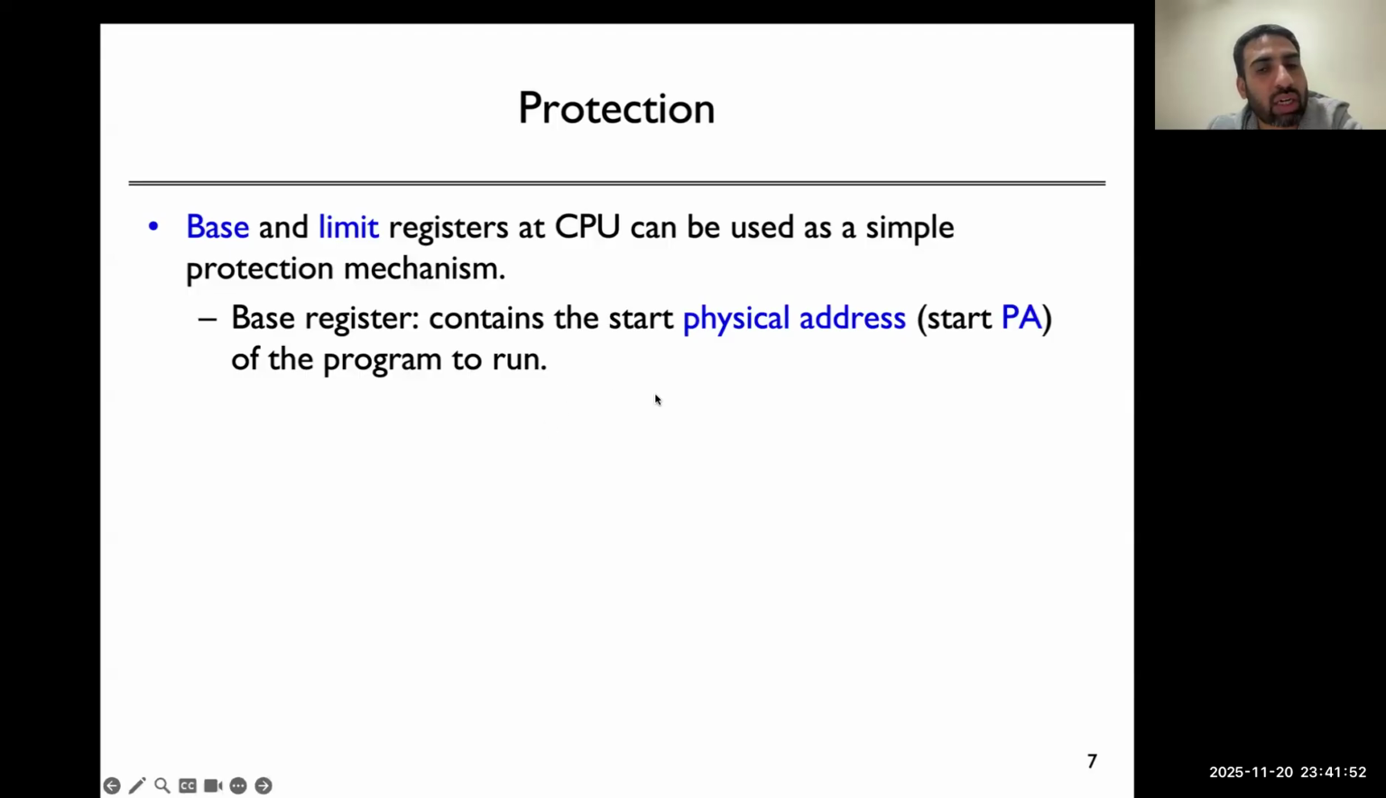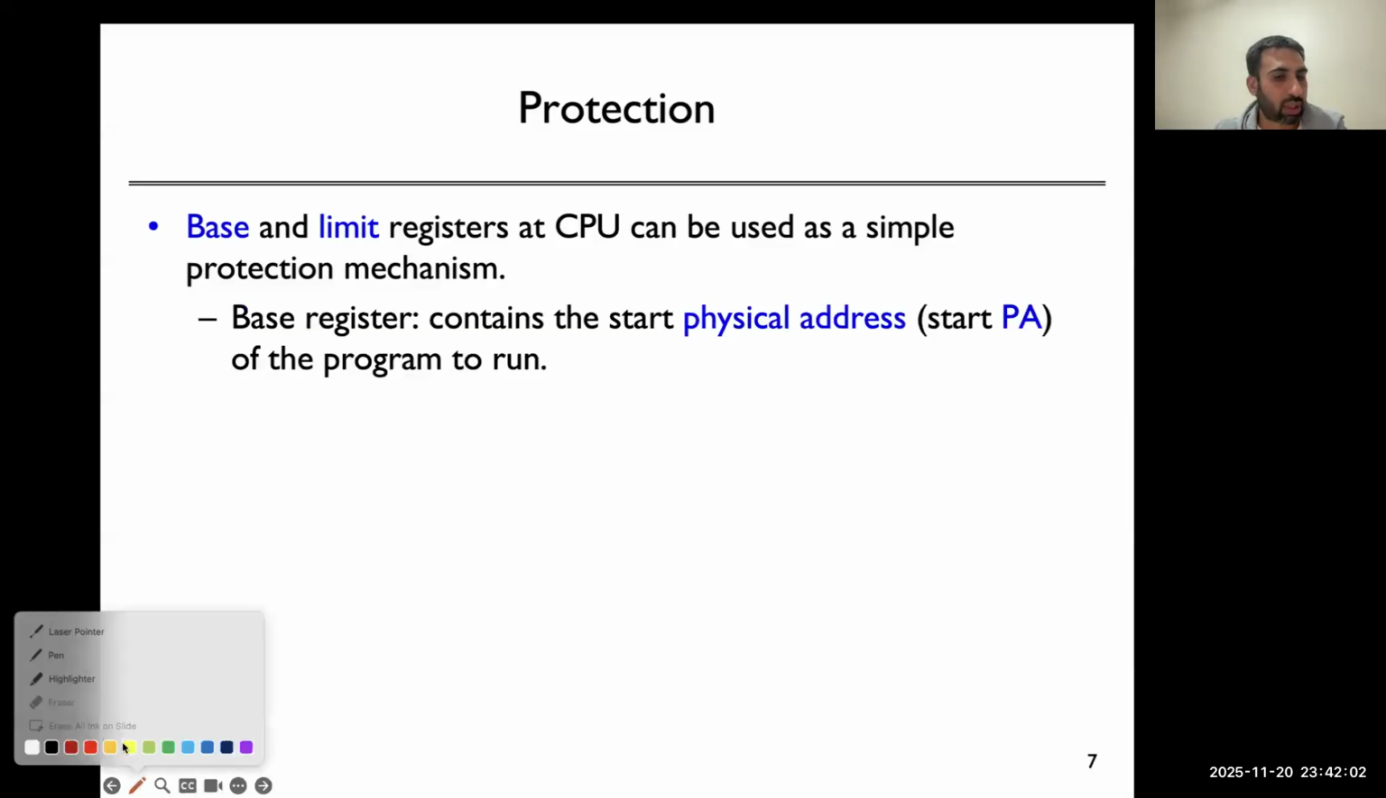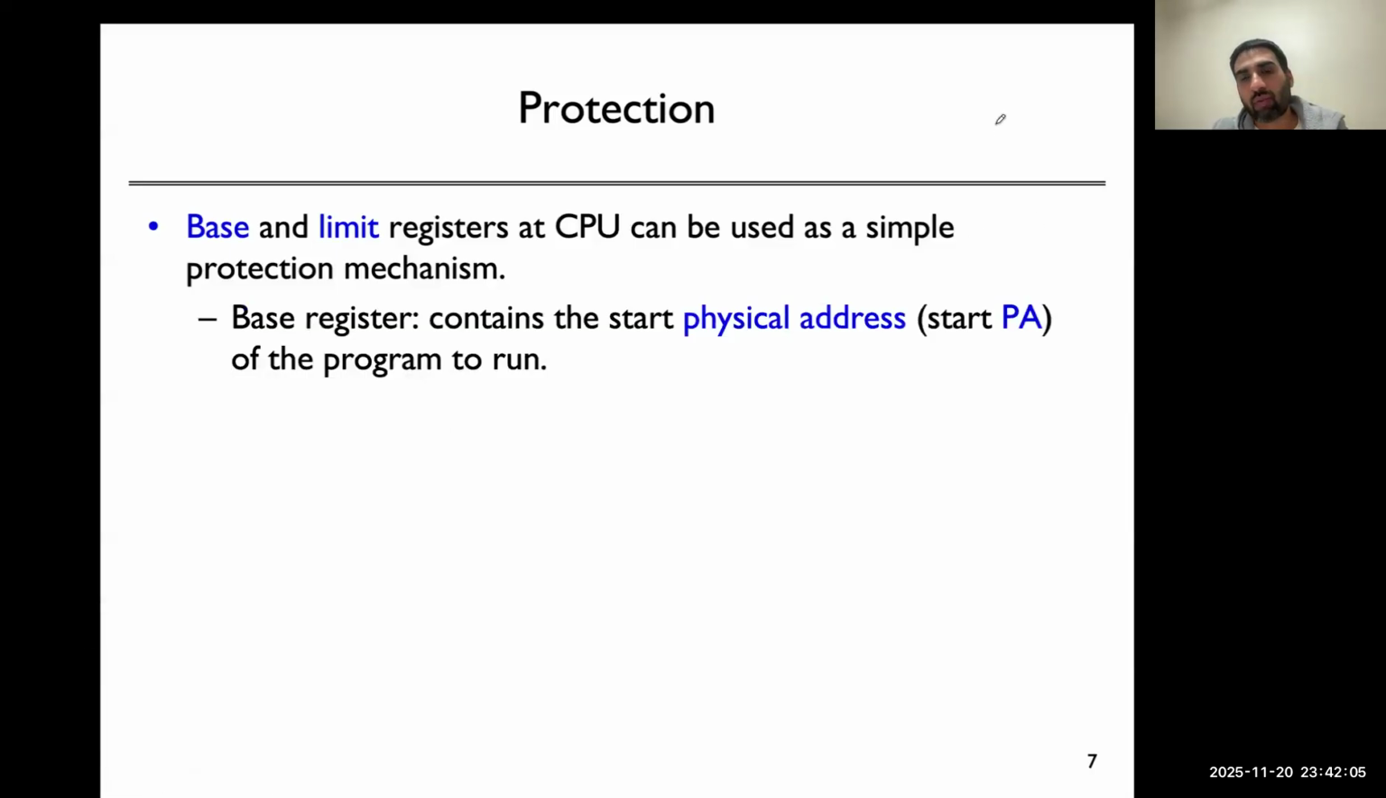So this register actually contains the starting physical address of a program to run, and by physical address we mean... yeah, let me select the pointer and explain. So if you have, let's say, this is your memory chip, right? And let's say the size of this is only 100 locations, right? So the address of each location is known as the physical address, right?